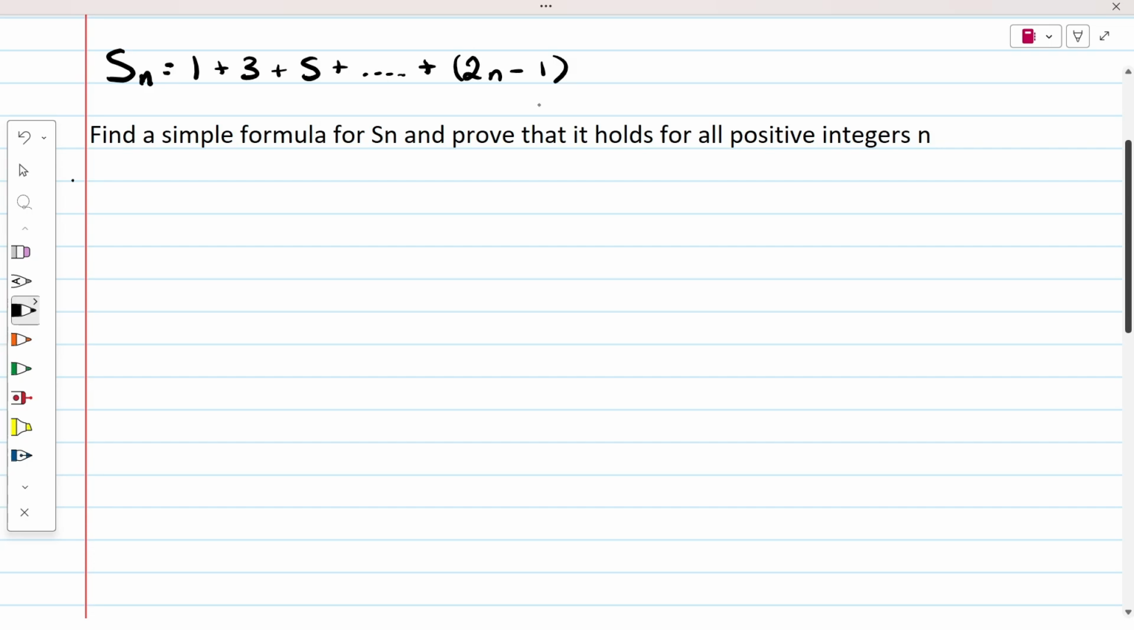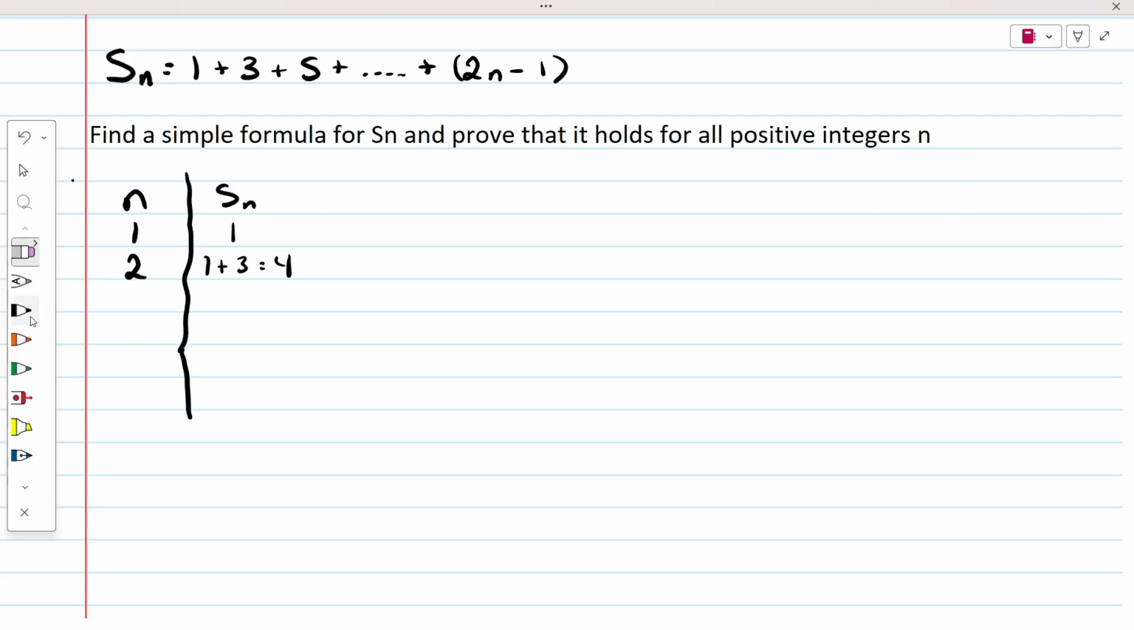To find a simpler formula, we can make a table and see what pattern arises. Let's make a table for n and S sub n. When n is 1, we have 2n minus 1, which is just 1. When n is 2, we have 1 plus 3, which equals 4. When n is 3, we have 1 plus 3 plus 5, which is 9. When n is 4, we have 1 plus 3 plus 5 plus 7.